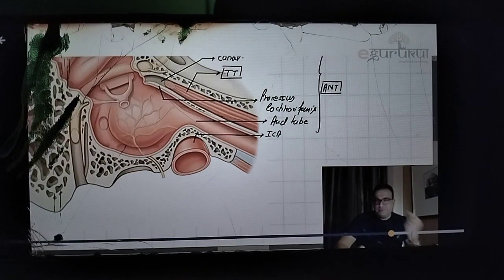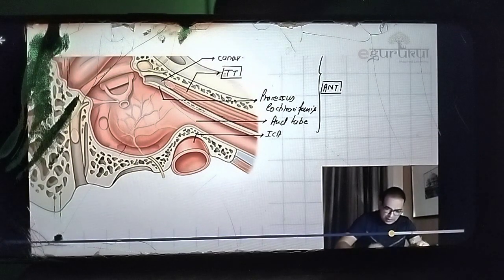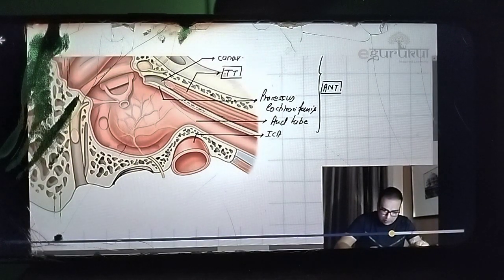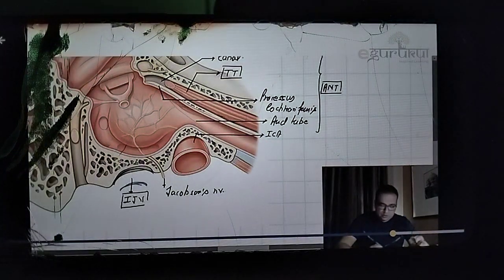Okay, floor. Two important things in the floor. First of all, look at this fossa here. This is the fossa where the bulb of the internal jugular vein will be present. So in the floor, you will see the bulb of the internal jugular vein, and the same floor is giving passage to what nerve? To the Jacobson's nerve. Jacobson's nerve, that is a tympanic branch of the glossopharyngeal nerve. It enters from this floor, contributing to the promontory.